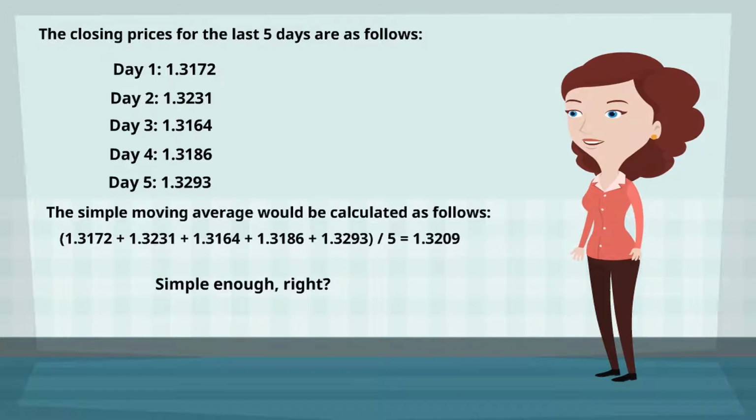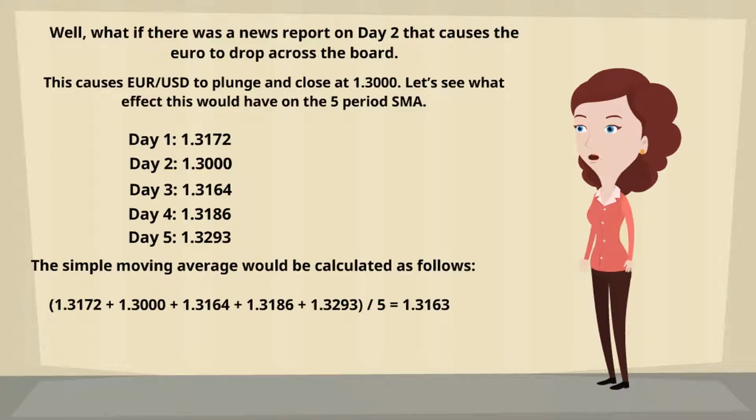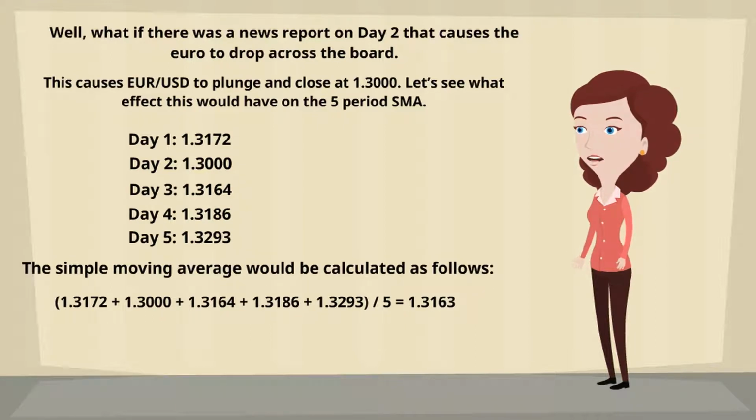Simple enough, right? Well, what if there was a news report on day 2 that causes the euro to drop across the board? This causes euro to US dollar to plunge and close at 1.3000. Let's see what effect this would have on the 5-period SMA. Day 1, 1.3172. Day 2, 1.3000. Day 3, 1.3164. Day 4, 1.3186. Day 5, 1.3293. The simple moving average would be calculated as follows.